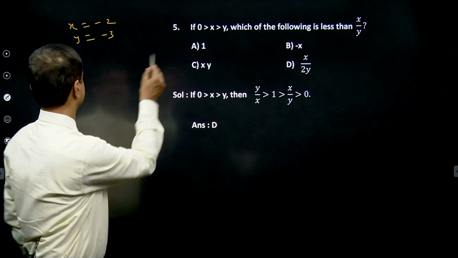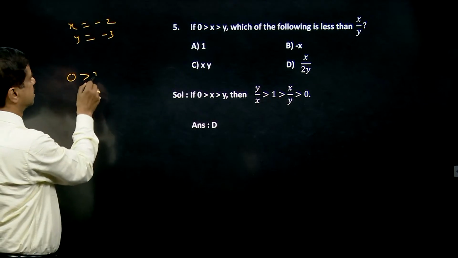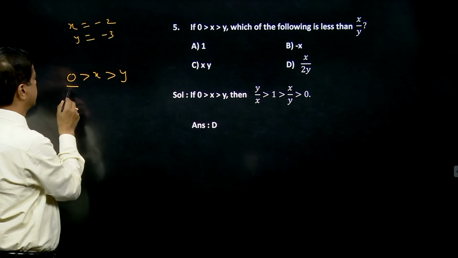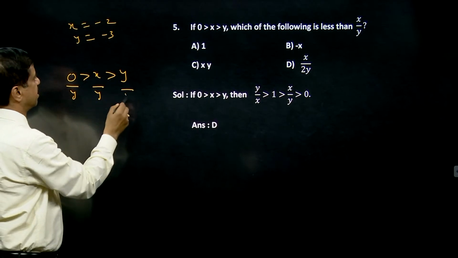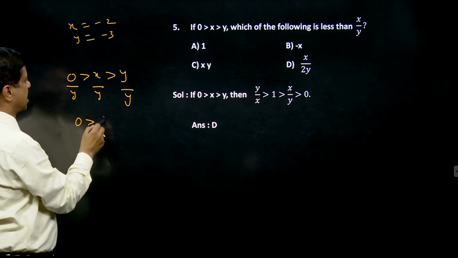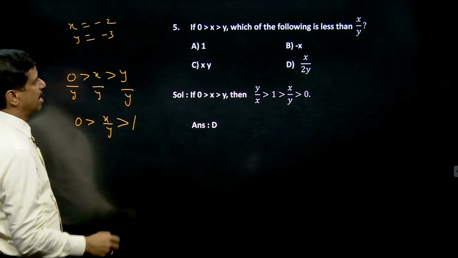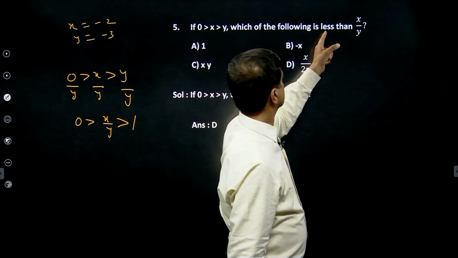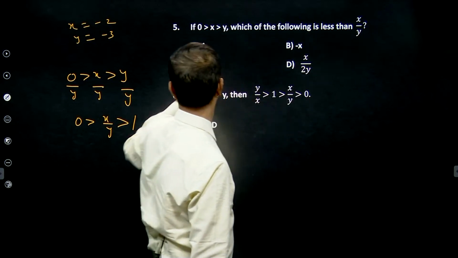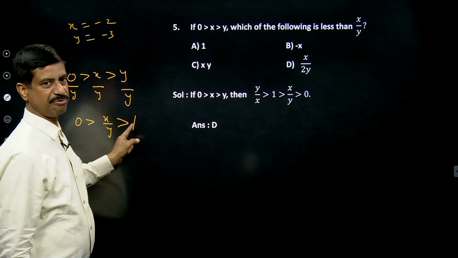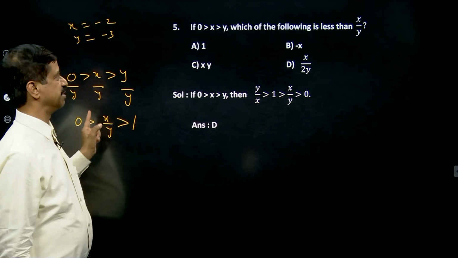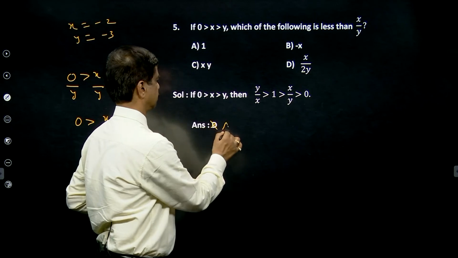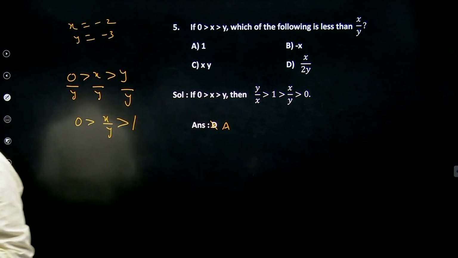So now look at this children, 0 is greater than x is greater than y, he said. I want x by y, so divide by y, y by y by y. So 0 is greater than x by y is greater than 1. So x by y, lesser than x by y, he said. So if x by y is greater than 1, then 1 is lesser than x by y. So option A satisfies. Please note it fast.